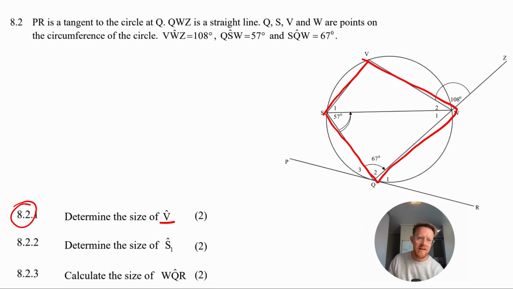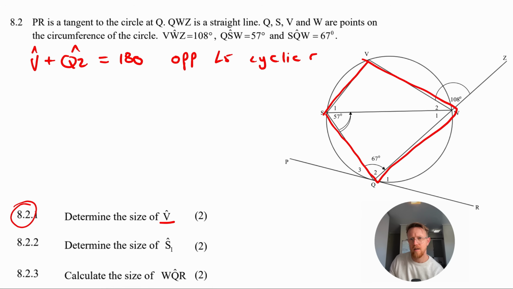So we could say that angle V plus angle Q2 should add up to 180, because they are the opposite angles of a cyclic quad. And so we could then work out that angle V is going to be 180 minus 67, which is going to be 113 degrees. So that's going to be 113.